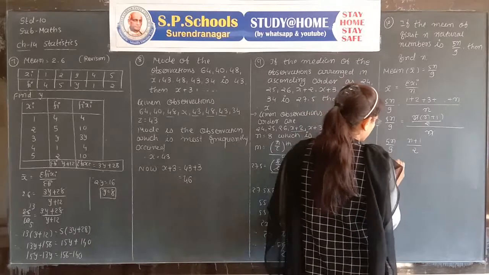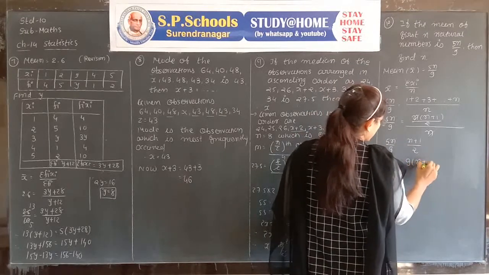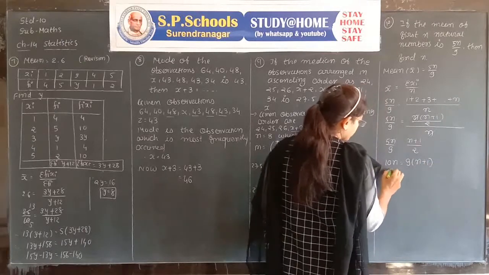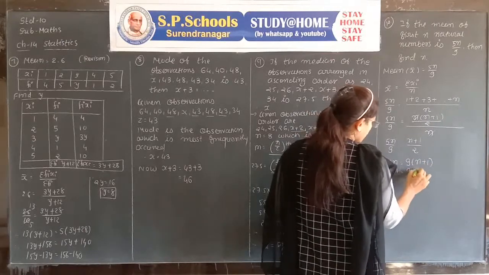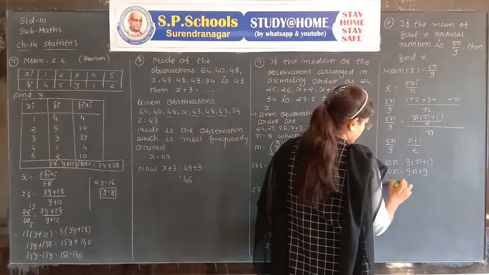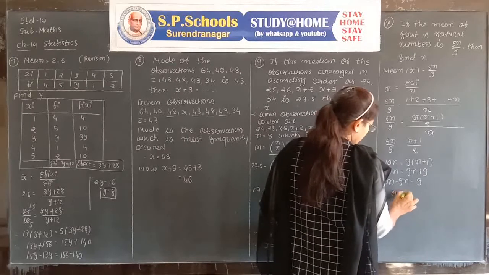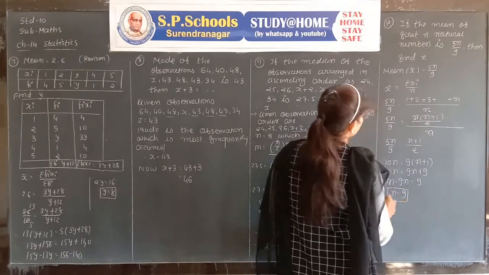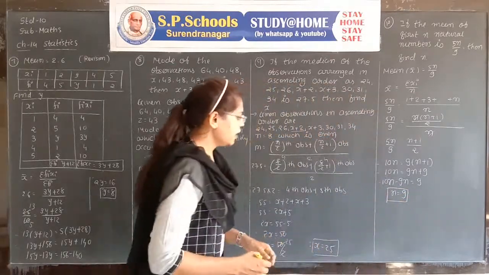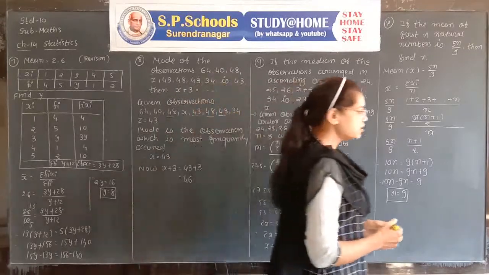5 2s are 10n and 9 multiplied with bracket n plus 1. Therefore 10n is equal to 9n plus 9. That's why 10n minus 9n is equal to 9. Therefore n is equal to 9. We needed to find the value of n. Hence the value of n is obtained here. Value of n is 9.